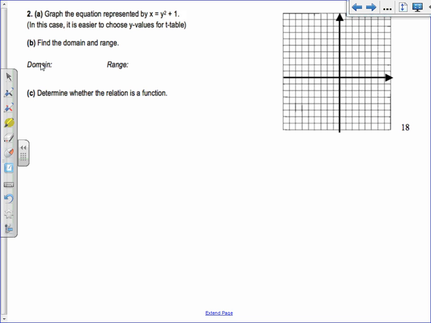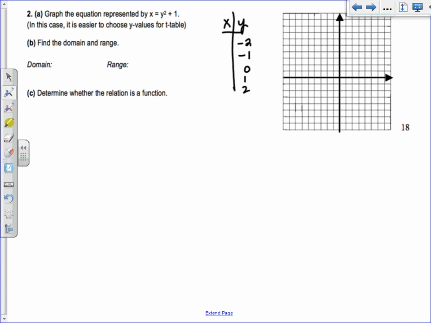All right, next up. So it says graph the equation represented by x equals y squared plus 1. All right, and this is a little bit harder. So I gave you a hint, and I said it's easiest if you choose y values. Do you guys see why it's real easy if you pick a y value? You're just squaring it and adding 1, squaring it and adding 1. All right, so let's pick like -2, -1, 0, 1, and 2, like we did before.